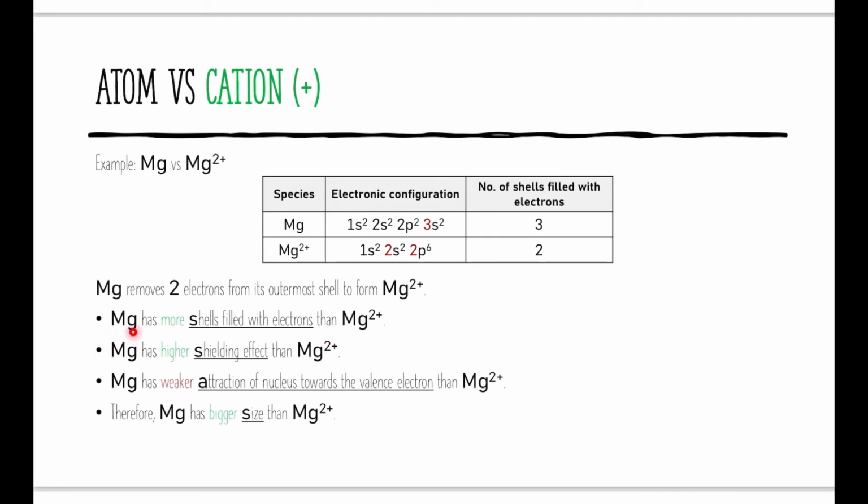Since magnesium has a higher shielding effect, magnesium will have a weaker attraction of the nucleus towards the valence electron compared to Mg2+. Hence, magnesium has a bigger size than Mg2+. So in conclusion, magnesium is bigger than Mg2+, or any atom compared to its cation will have a bigger size than its cation.